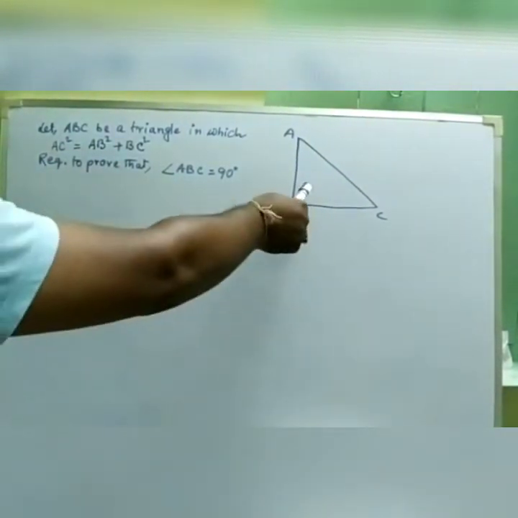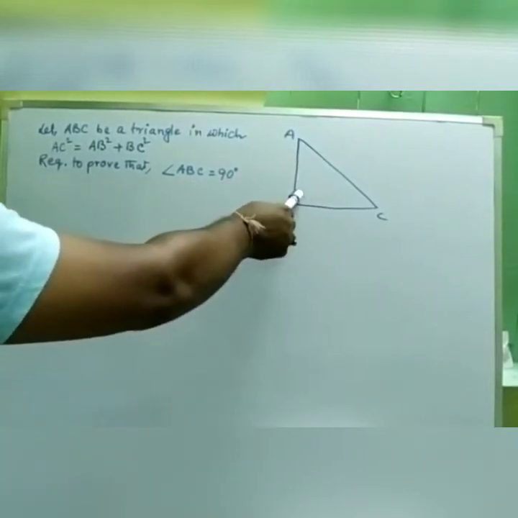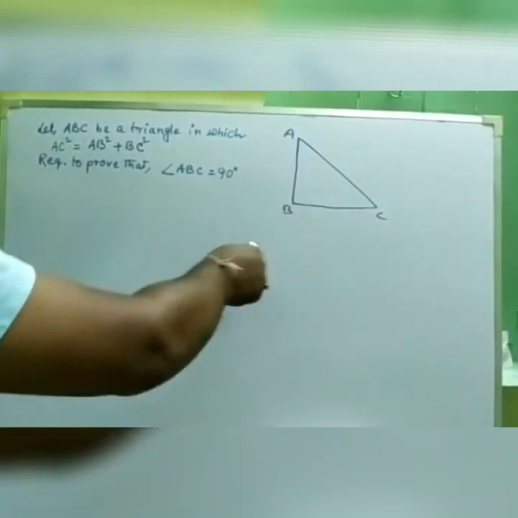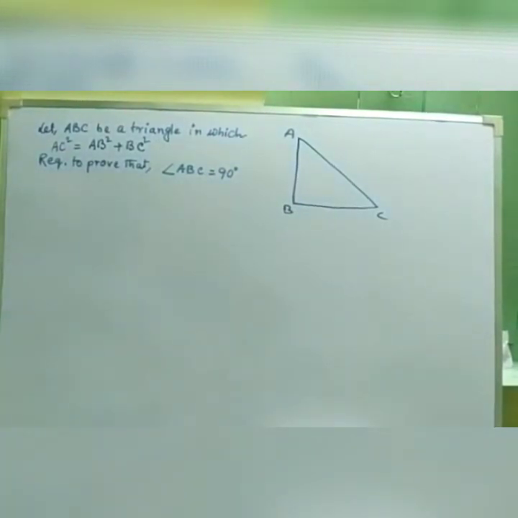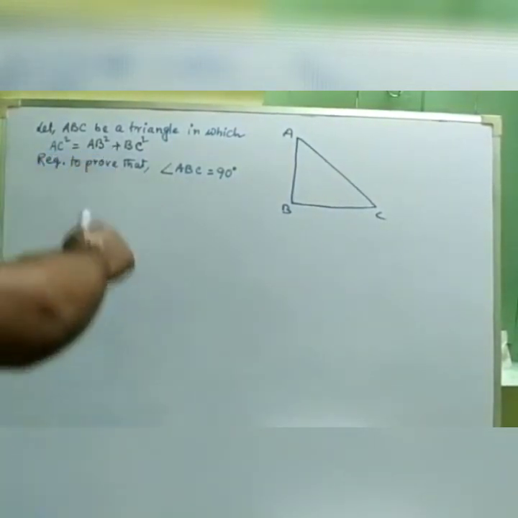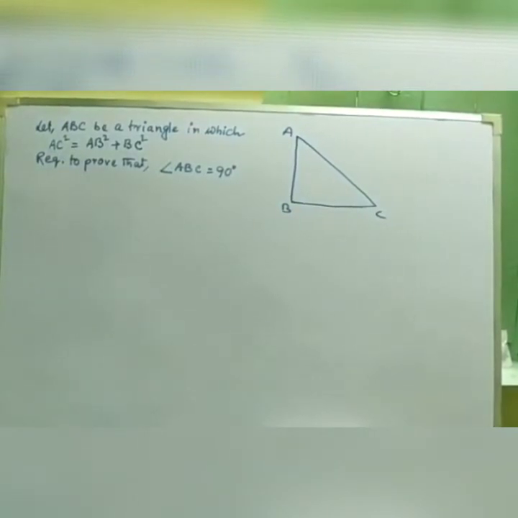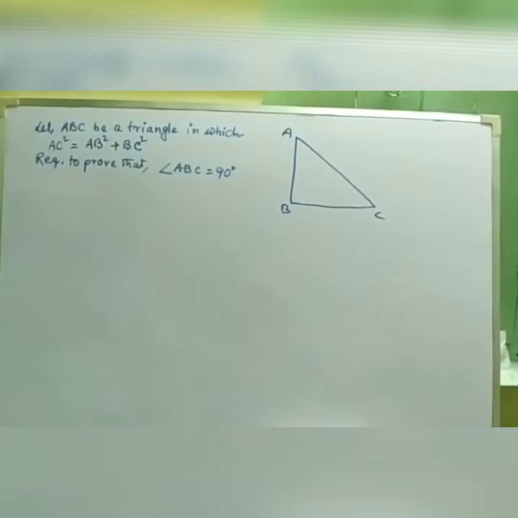So the angle opposite to the first side, the first side is AC, the angle opposite to it is B. So we need to show angle ABC as a right angle. We need to prove that angle ABC is 90 degrees, and here it is given AC square equals AB square plus BC square. So for proceeding with the proof we need one construction.